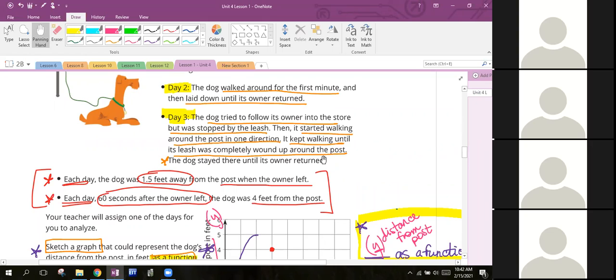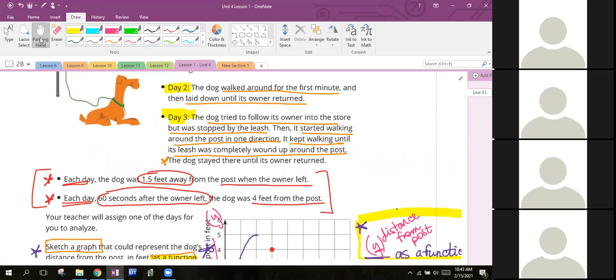All right, I want you to think about that. The dog starts walking around and around the post. What's happening to his leash? What happens to the dog's leash the more it walks around the pole? It gets tangled up more. It gets tangled up and it gets shorter, okay?